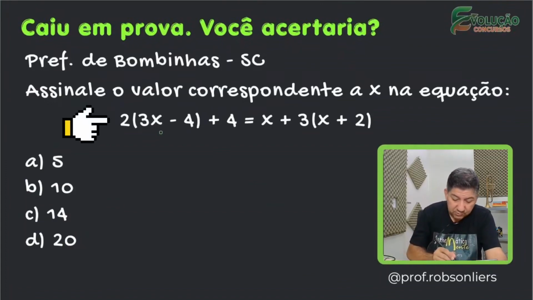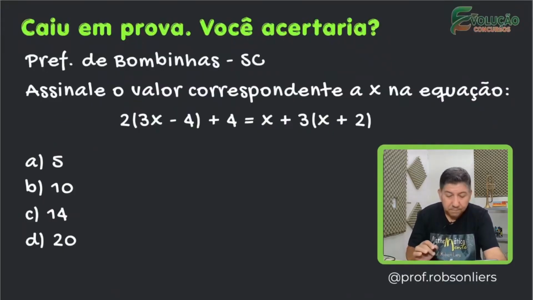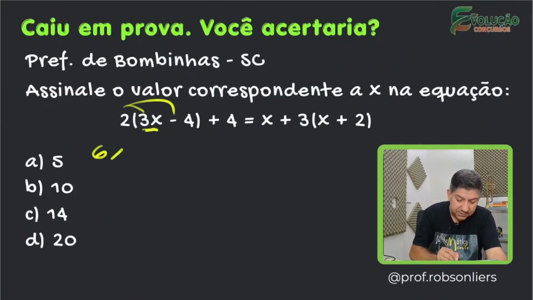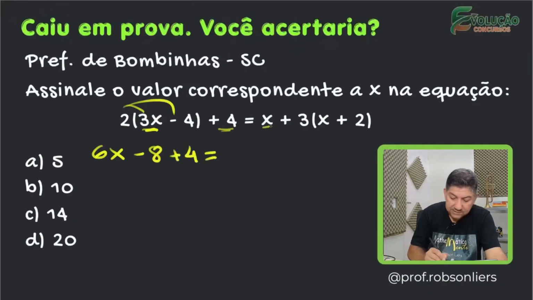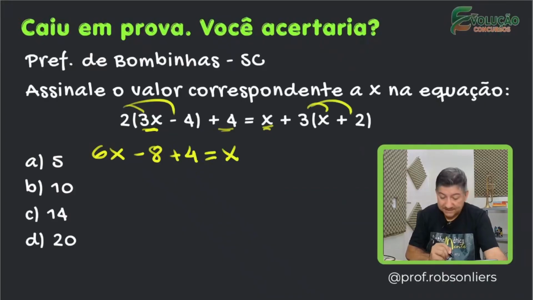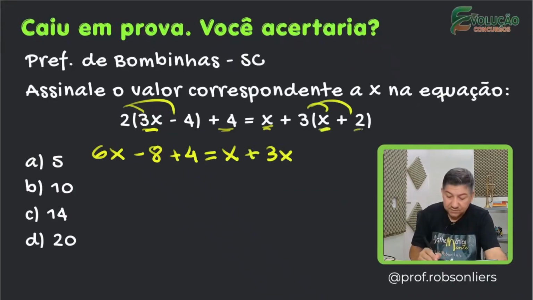Here we have 2 times the quantity 3x minus 4, plus 4, equals x plus 3 times x plus 2. First step, let's use the distributive property. The 2 multiplies everything inside the parentheses. 2 times 3x, 6x, 2 times minus 4, minus 8. I'll repeat this, plus 4 here. Plus 4 equals. I repeat x. Plus 3 is multiplying everything inside the parentheses. 3 times x is plus 3x. Plus 3 times plus 2, plus 6. All right, the first step is complete.